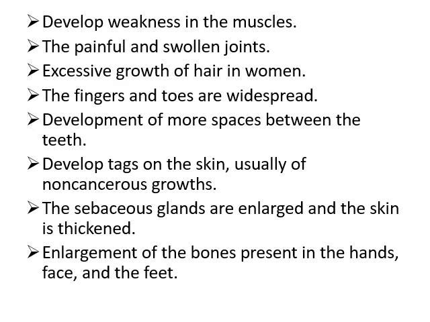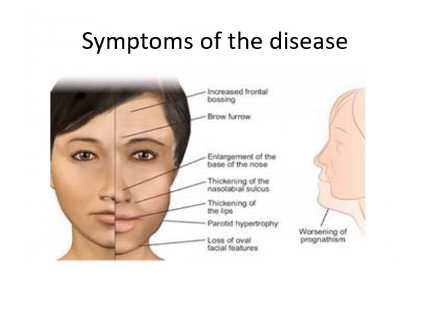Also, development of weakness in the muscles, painful and swollen joints, excessive growth of hair in women, and fingers and toes that are widespread, which is a deviation from the normal hand. There is also development of more space between the teeth, and skin tags, usually non-cancerous growths. The sebaceous glands are enlarged and the skin is thick, with enlargement of the bones present in the hands, face, and feet.